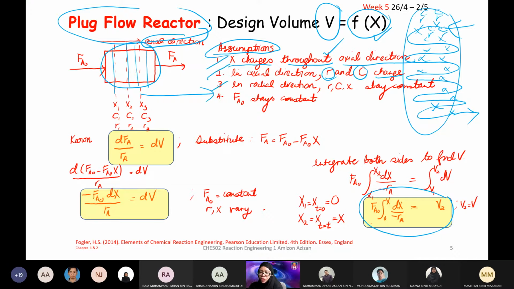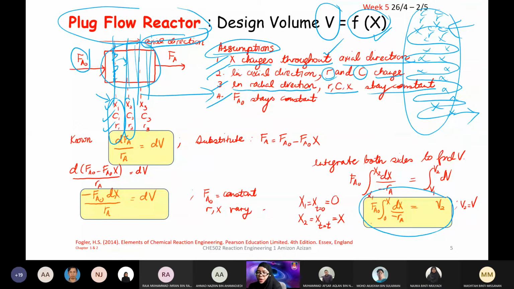The third assumption: in the radial direction, the r and the c and the x stay constant. So at every slice, at a very specific position, the x, c, and r stay constant. It's just that when it goes axially, then it will change. So this is what it means.